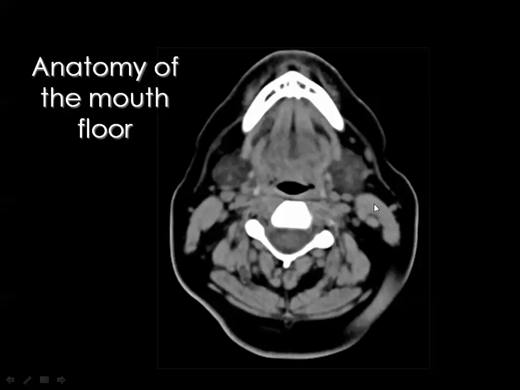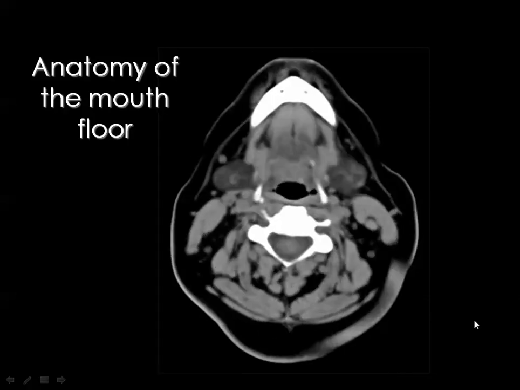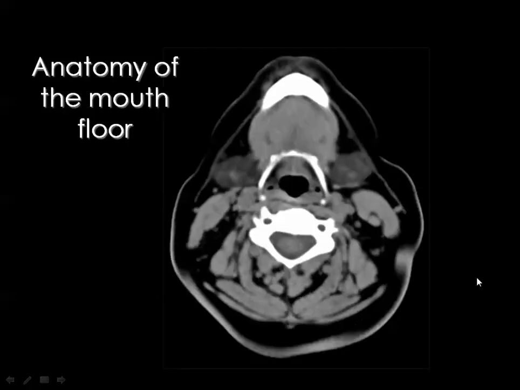Then if you go further down, then you can see this is the genioglossus muscle, and this the submandibular salivary glands, and the sternocleidomastoid muscle. And lower down you will see the muscle which is attached between the mandible and the hyoid bone, and this is the hyoglossus muscle, the submandibular salivary gland, and the sternomastoid muscles.